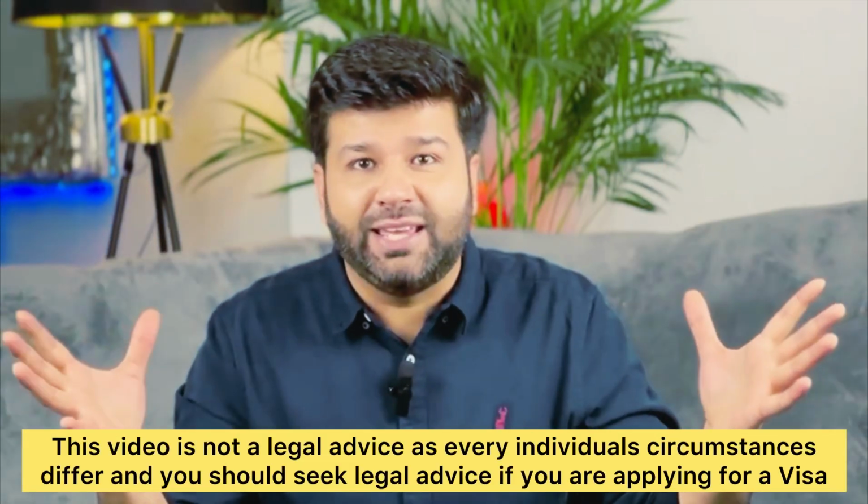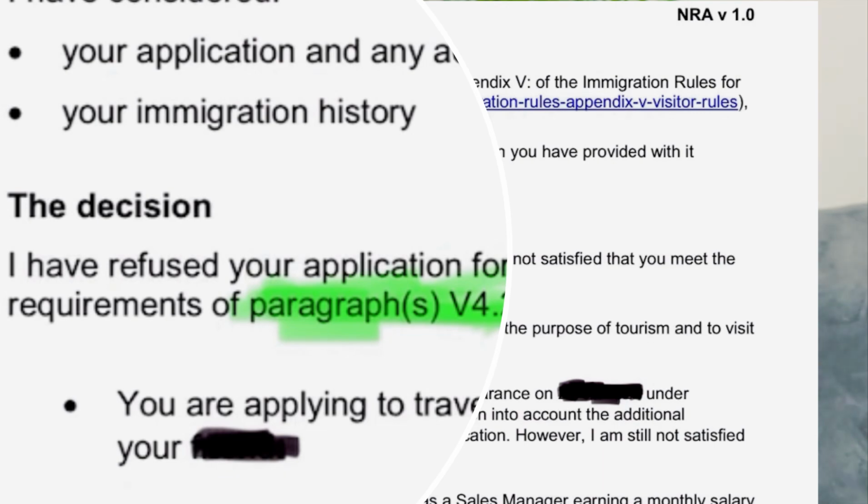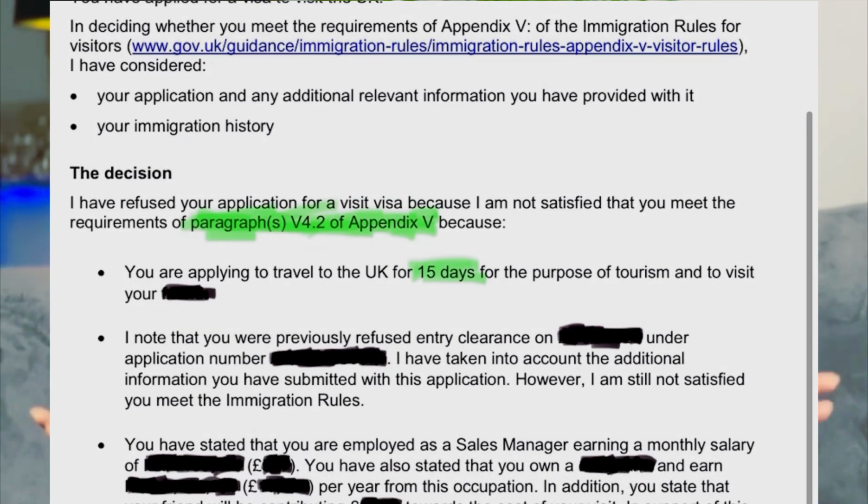If you are applying for a UK visit visa for your friends, for your family, or even for yourself, I will show you how small mistakes can result in refusal. I will also be showing you a live demo of an application where the Home Office has refused on the grounds suggesting you are not a genuine visitor. I'll show you how, when, and what they consider when they look at your live application.